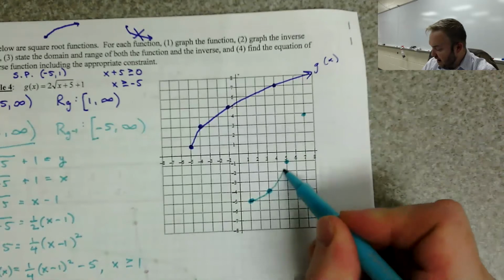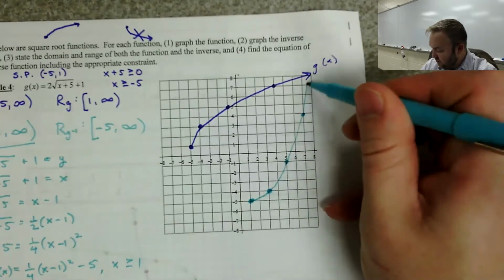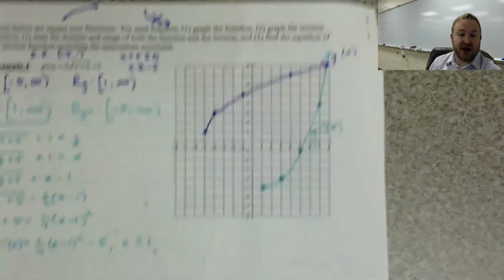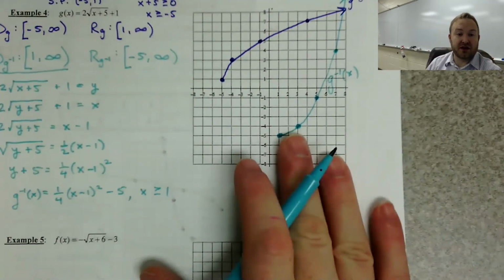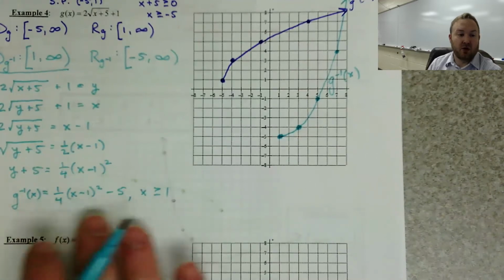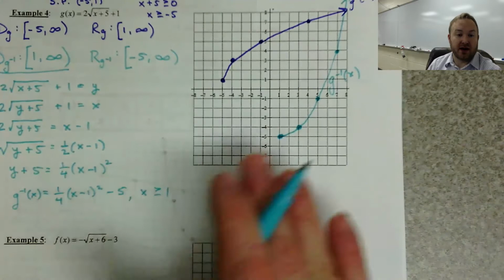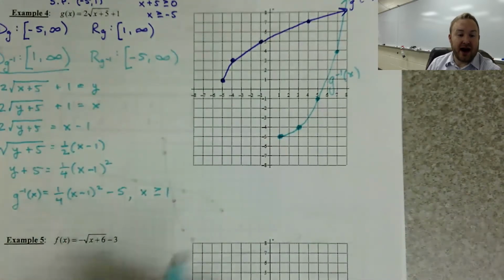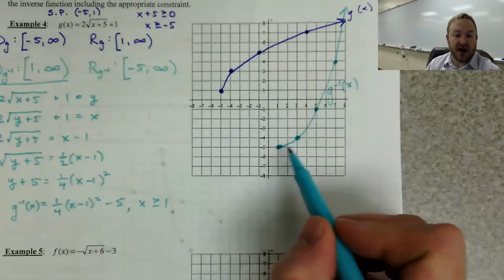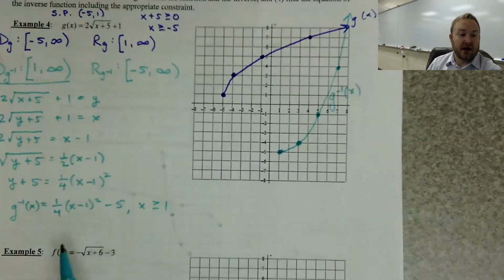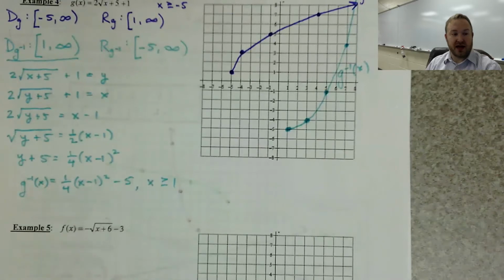And there's the graph of my inverse, g inverse of x. And you should notice that this graph does match up with how we would graph this equation. The vertex at (1, -5), there it is. An a value of 1, which means I go right 2, up 1. Instead of right 2, up 4, I go right 2, up 1, which is 1/4 of the distance. So it all works out.